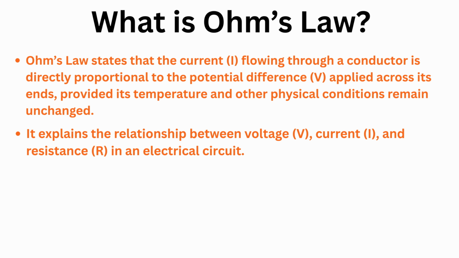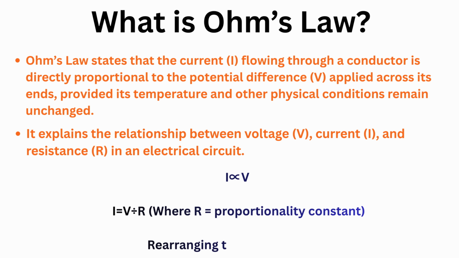Let us write current is directly proportional to voltage. This symbol means proportional to. To convert this into an equation, we introduce a constant. That constant is called resistance. So we write I equals V by R. This capital R is the constant of proportionality and it represents resistance. Now rearranging this equation, we get V equals IR. And this is the standard form of Ohm's law.